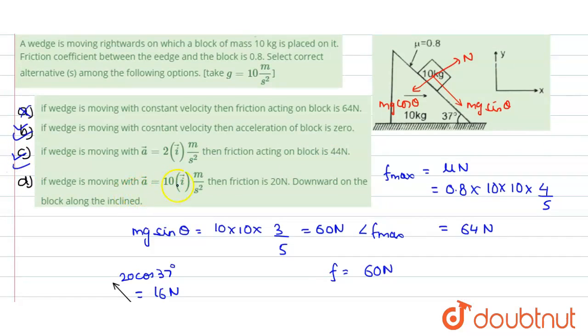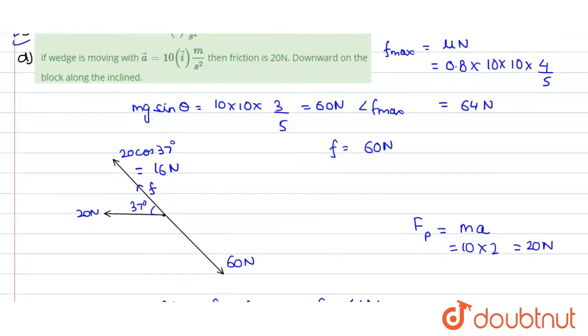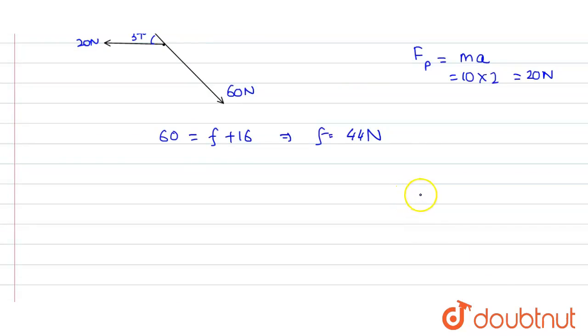Now in the D case, acceleration is increased to 10 meter per second square. So what would be the new pseudo force? New pseudo force would be equal to m into a, so it would be 10 into 10, which equals 100 Newton. Now again, if we draw our FBD, this is our mg sine theta, which is 60. This is our pseudo force acting in the backward direction, opposite to the acceleration, and we can take its component along the incline to get the value of the friction force.